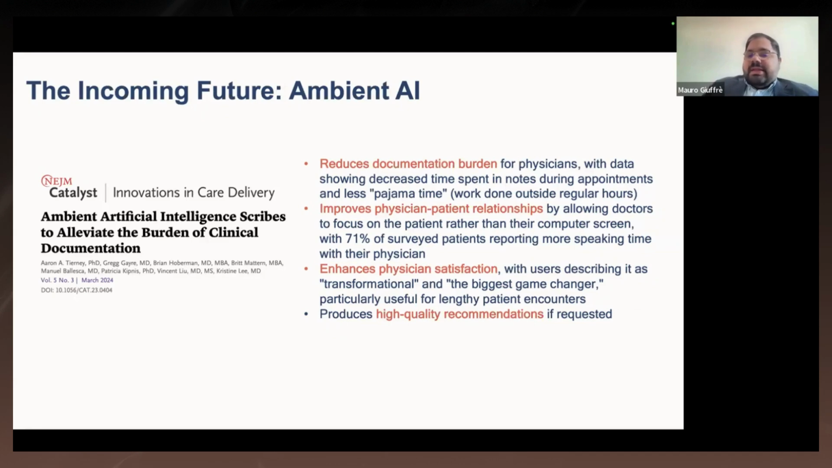And of course, they found that it reduced the documentation burden. It improved the physician-patient relationship by allowing doctors to spend less time on the screen and increase the number of minutes that each doctor has to really talk, or, more simply, to do a physical examination of the patient. And of course, this enhanced physician satisfaction and also produced high-quality recommendations if requested by the doctor. So it was something that wrote the summary for the doctors and gave some real warnings. Of course, it was something rudimentary at the moment, but it could also have provided the doctor with some high-quality recommendations based on the case.